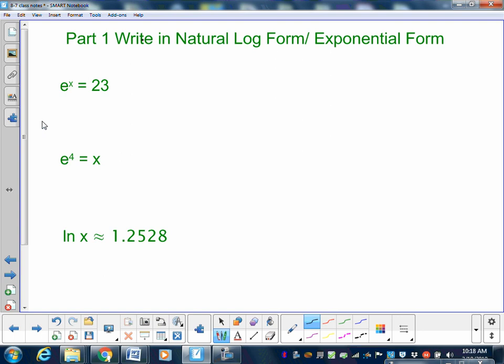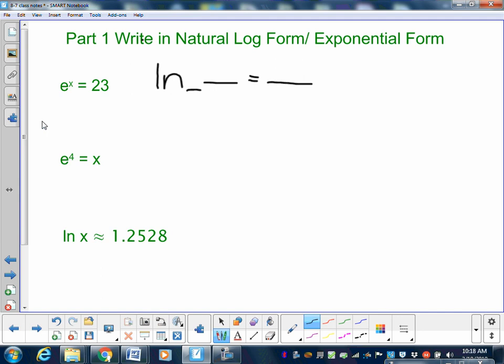Part 1. Write in natural log form or in exponential form. Do you guys remember putting the log in log form or in exponential form? Same concept. This is in what form? Exponential, and they want you to put it back into natural log form. You need to figure out where you should put the e, the x, and the 23. This big guy equals big guy, just like we did on the first part of the test, right? And you guys all did a nice job and got this right on the test.